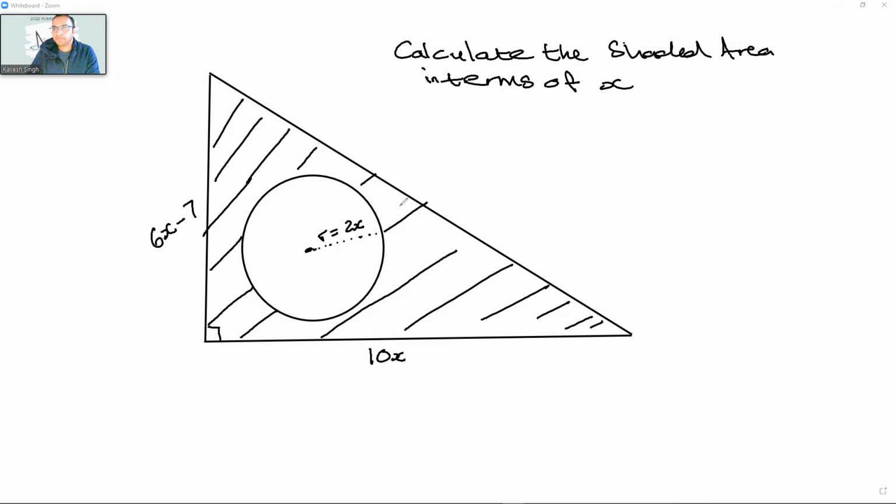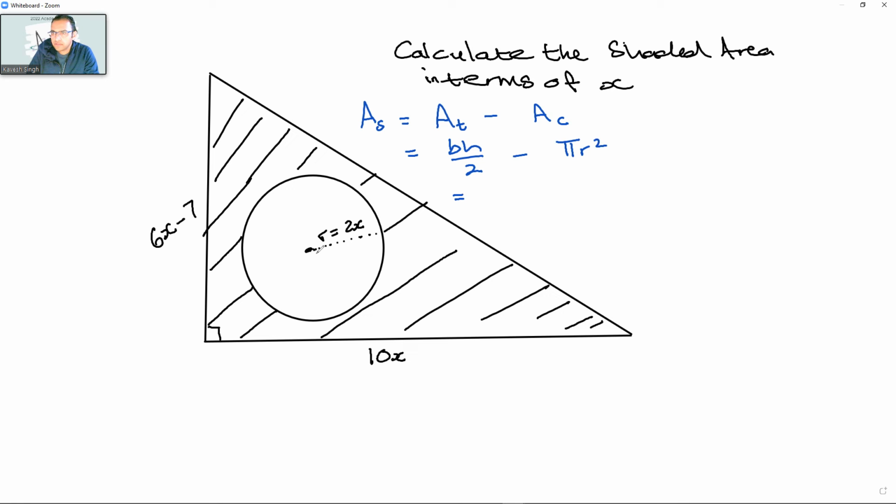Okay, so here we go. The formula is basically the area of the triangle, I'm going to call it AT, minus the area of the circle. And that'll give me the shaded area, I'm going to call it AS. The area of the triangle is given by base times height, divided by 2. The area of the circle is given by pi times radius squared.